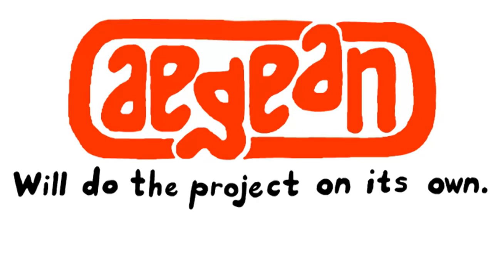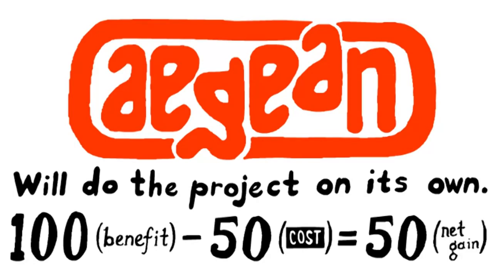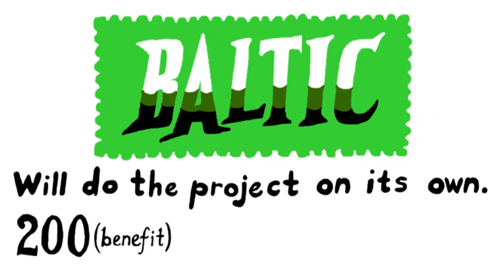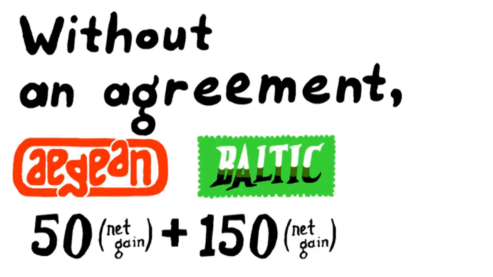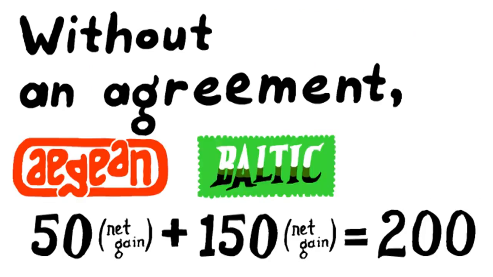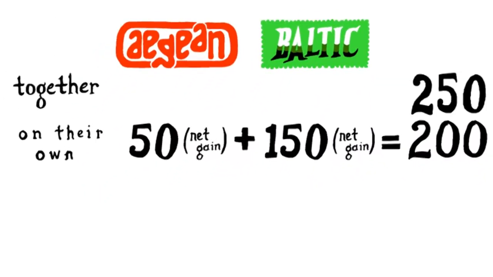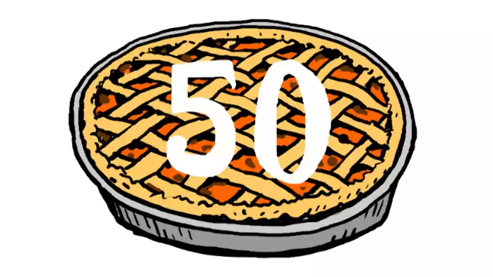Aegean will do the project on its own, since it yields a net gain of 50, the 100 benefit minus the 50 cost. Similarly, Baltic will do the project on its own for a net gain of 150, the 200 benefit minus the 50 cost. So, without an agreement, Aegean and Baltic can jointly reap net benefits of 200. They can increase their gains from 200 working separately to 250 by working together. Thus, the value of an agreement is 50. That 50 is the pie.